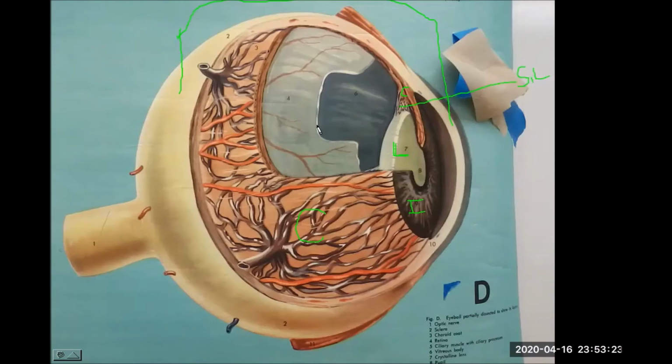And then now the nervous tunic, what we're seeing here specifically is the retina. And cutting through that, we're just looking into the space of the posterior cavity that is filled with the vitreous humor. So vitreous humor is the fluid, the liquid. Posterior cavity is the space.